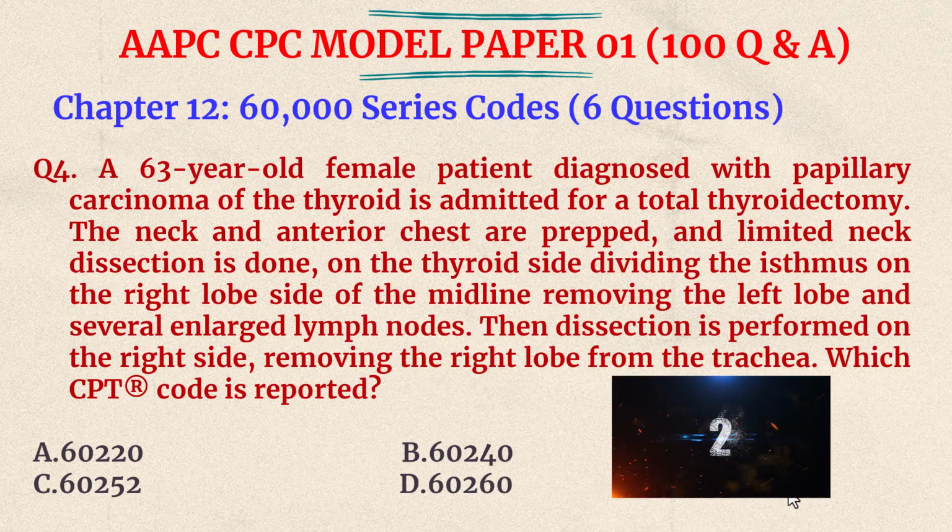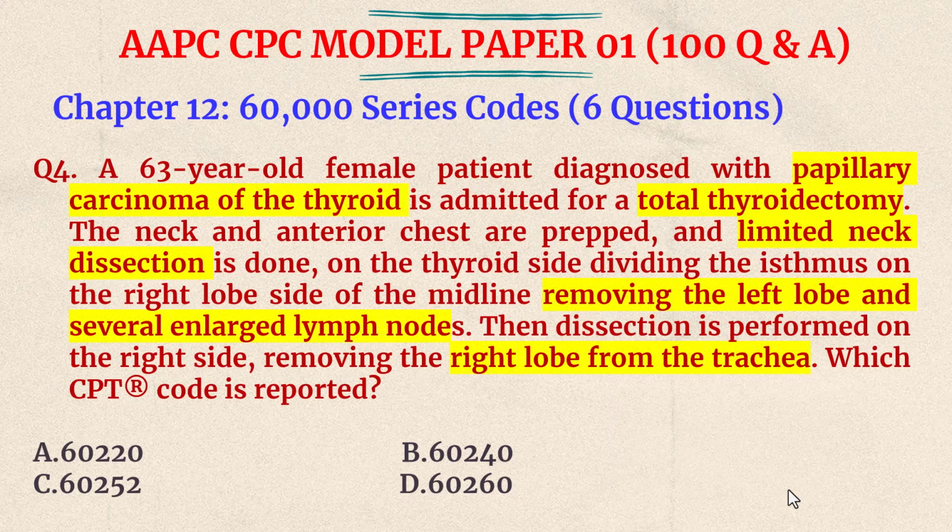3, 2, 1. Okay, in this case, you have to highlight this is the patient with papillary carcinoma of the thyroid. Here, total thyroidectomy is done with the limited neck dissection, removing the left lobe and several enlarged lymph nodes, also the right lobe from the trachea. So you can see the adjacent codes are available. So you can use the elimination method to find the answer.